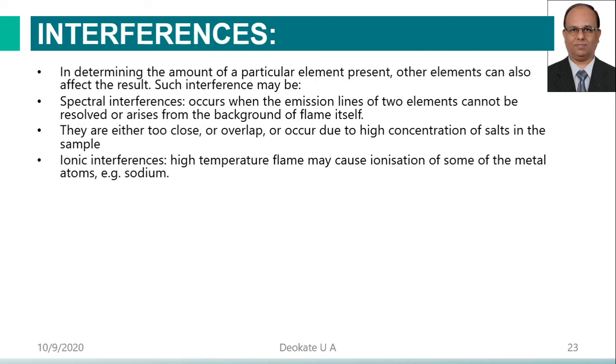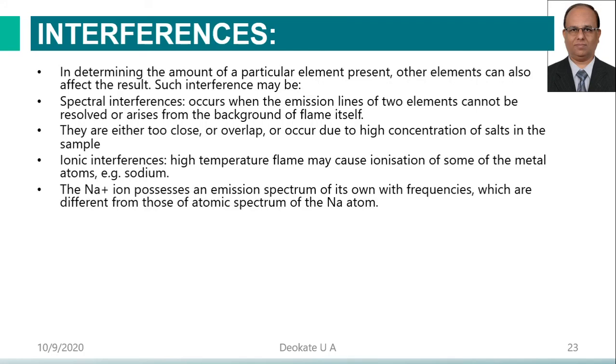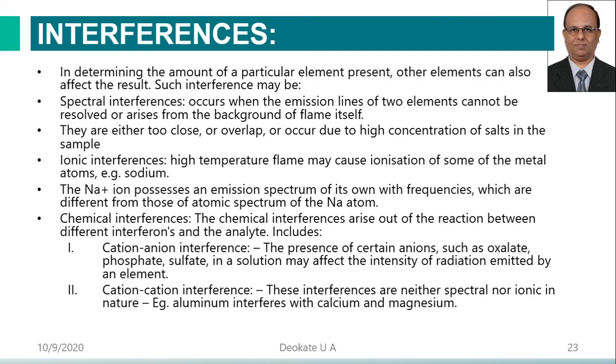The first is called spectral interference, and the second one is ionic interference, where the high temperature flame may cause ionization of some metals, for example sodium. This sodium ion possesses an emission spectrum of its own. They will produce a yellow color flame with frequencies which are different from those of the atomic spectrum of the sodium atoms. So maybe different colors will be produced, and we require these sodium ions to be separated out.